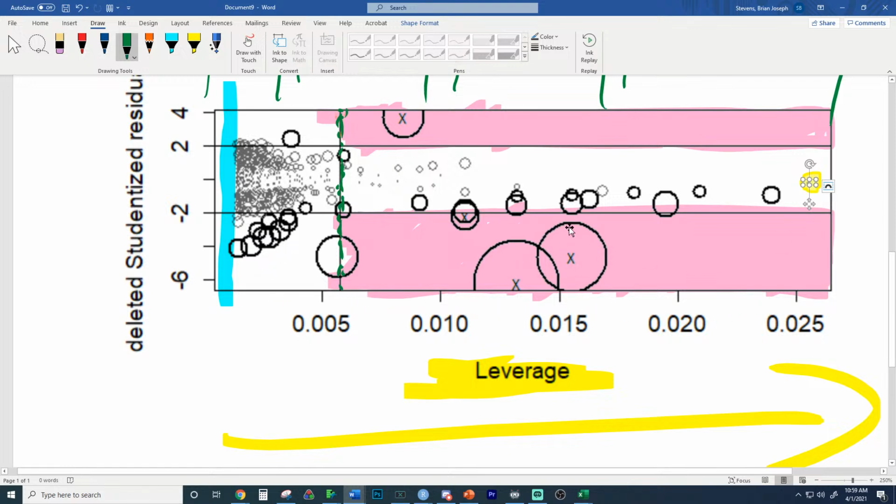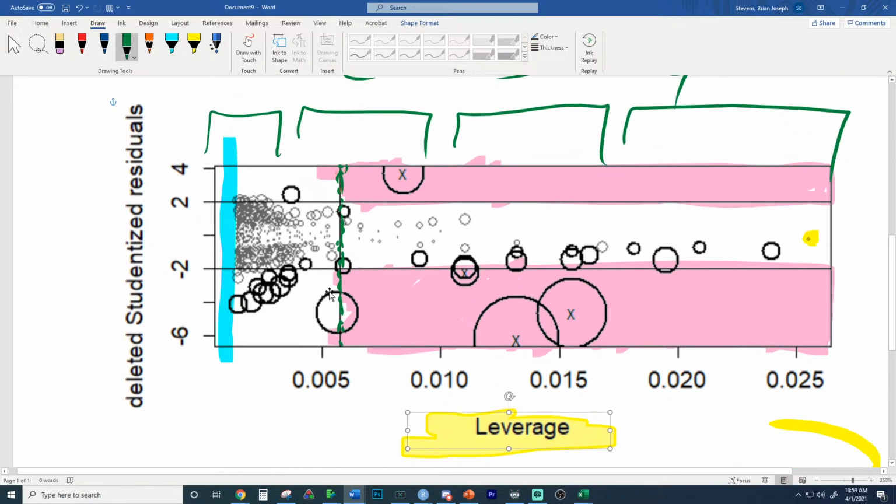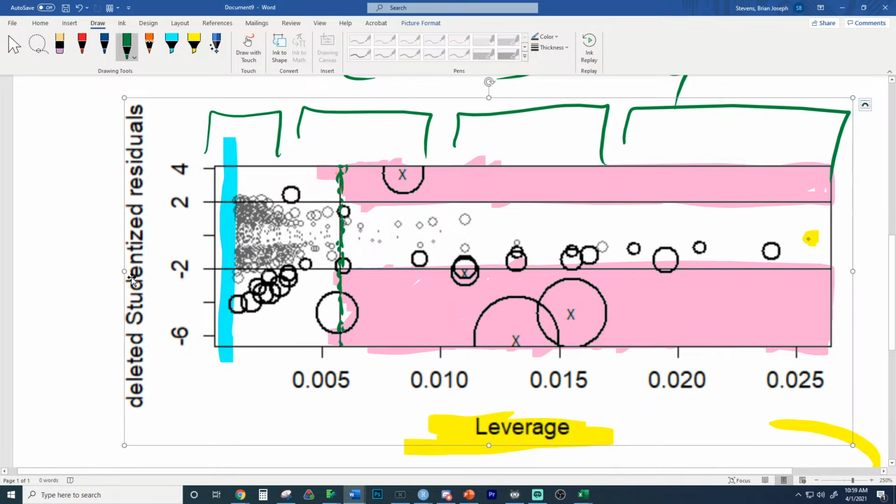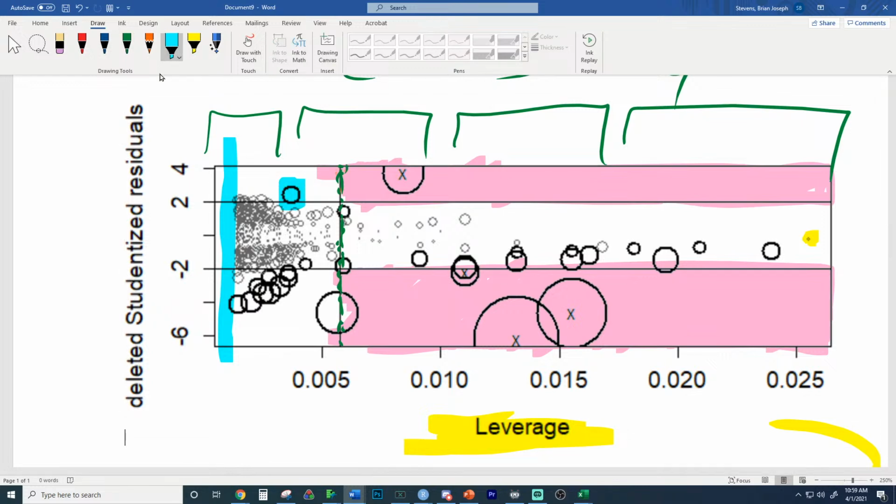The size of the circle represents the influence, and the influence is a combination of leverage and deleted studentized residual. So you have to have both leverage and deleted studentized residual. Like, why does this point right here not have enough influence? Like this point specifically, I'll highlight it in blue for the moment. Why does that blue point not have enough influence?